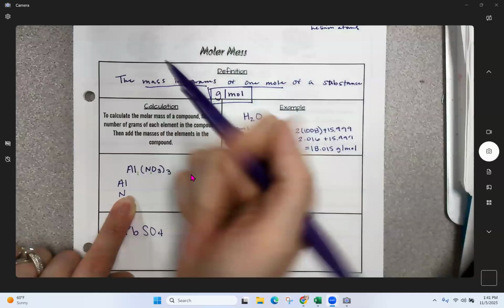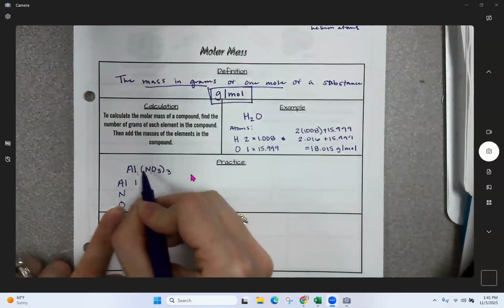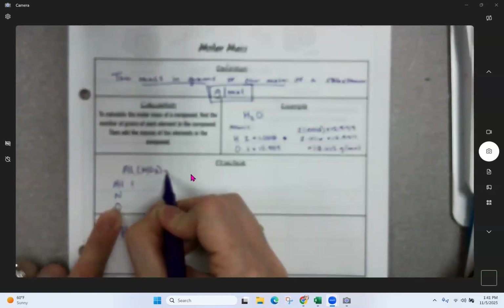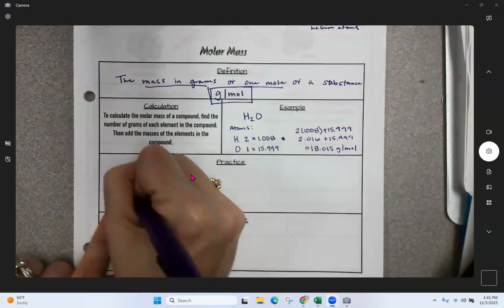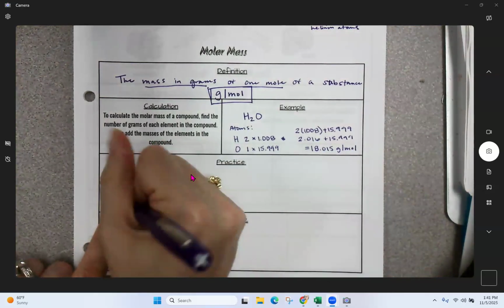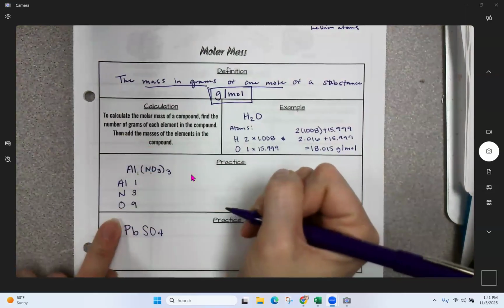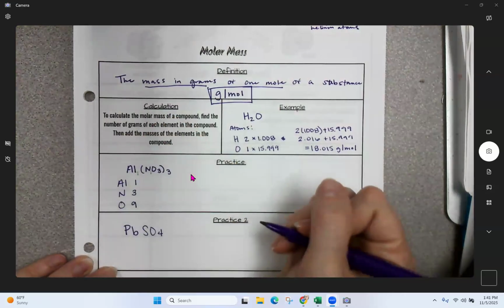So we have 1 aluminum atom. We have 3 nitrates. So that 3 is going to multiply by the bottom number. So that's 3 times 1. There are 3 nitrogens. And then there are 3 times 3. There are 9 oxygens. So that's our atomic count.